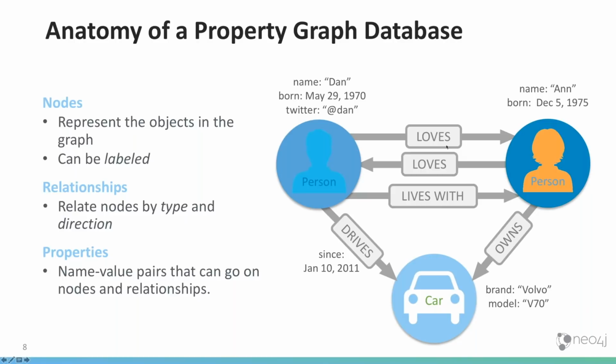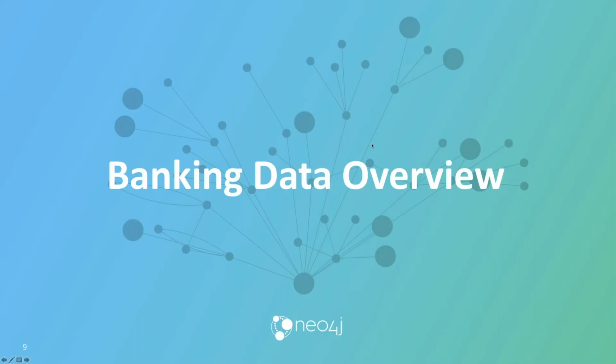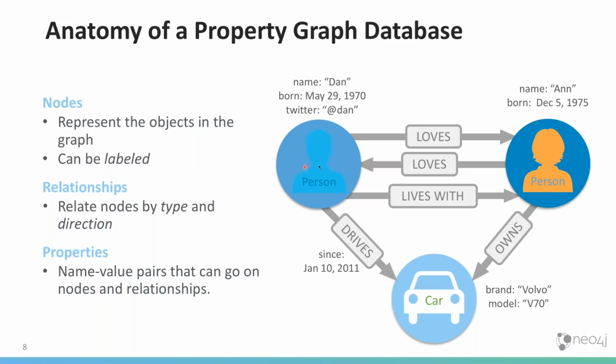The directionality is sometimes important. So for example, loves is important, right? So we have this person here, whose name is Dan, loves this other person named Anne. Luckily for him, Anne loves him in return, but if she didn't, that relationship would go away. So it's important to know the direction of that loves relationship.